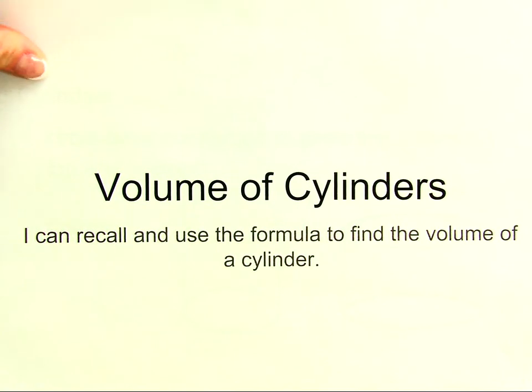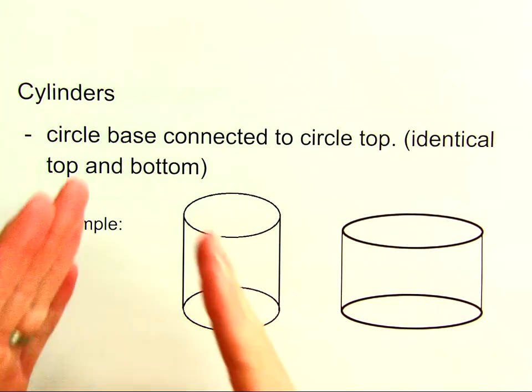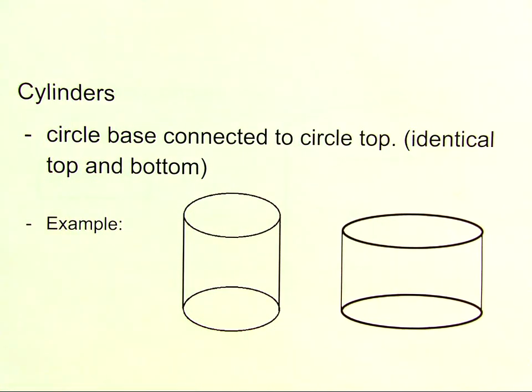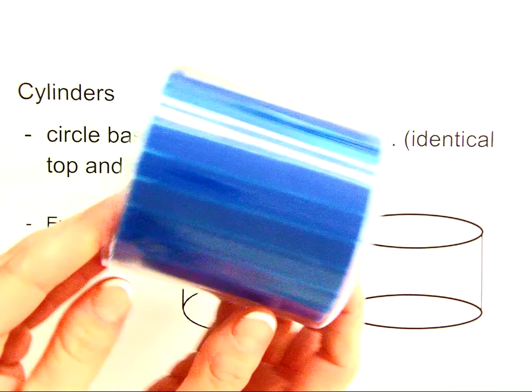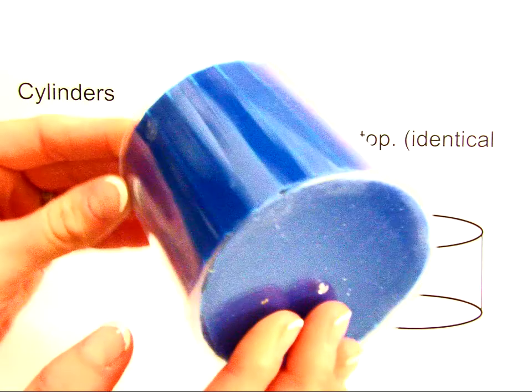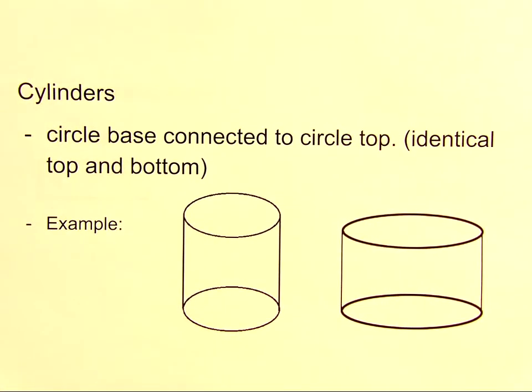hopefully get it memorized. So a cylinder has a circular base and a circular top, and the bottom and the top are identical, so they don't slant in or down. So they're the same size. Here's another example of a cylinder. I may show you a picture at any angle, and you should be able to find the volume from there.